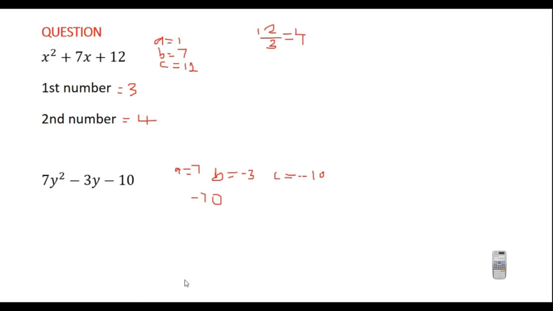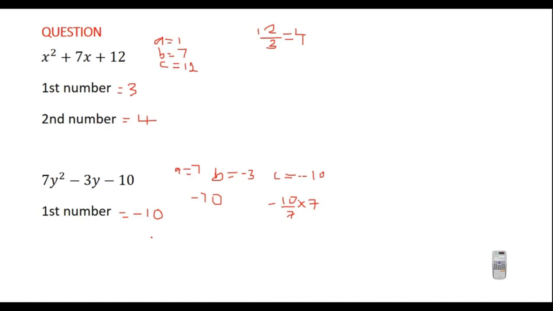Then after you pick it as negative, multiply that number by A. In this case, A is 7. So we have negative 10 over 7, and we multiply that by A, which is 7. You know that 7 will cancel 7, giving us 10. So the first number will be negative 10.